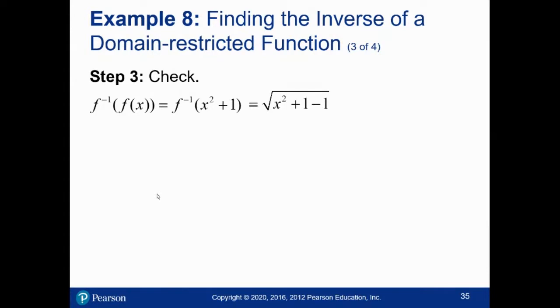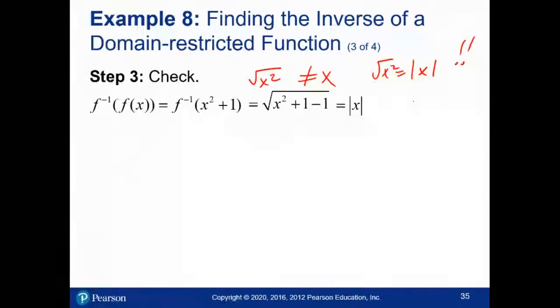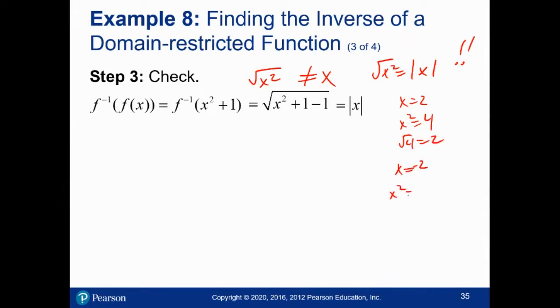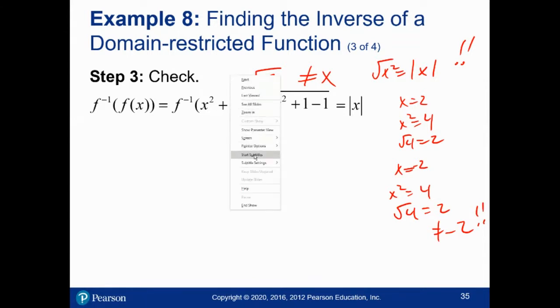So I take f of x and I plug it into f inverse. I have the square root of the input minus 1. The ones cancel. And this is a really common mistake students make, okay? So if the ones cancel, we get the square root of x squared. The square root of x squared is not x. The square root of x squared is the absolute value of x. For example, if x equals 2, x squared is 4, and root 4 is 2. Hooray. But if x equals minus 2, then x squared is 4, and the square root of 4 is 2, not negative 2. The square root of x squared is the absolute value of x.